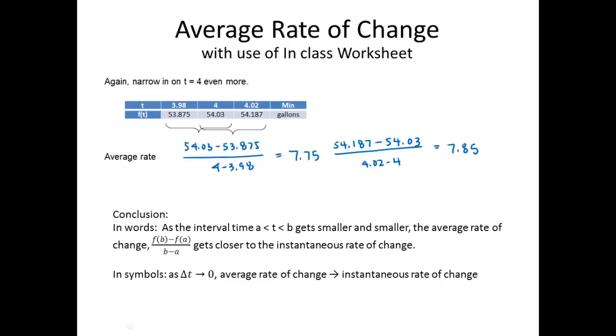If those are the two values I come up with, and if I were to continue to follow this pattern, it seems to me that they would rest at exactly 4, as close as we can possibly get to 4. We would be at 7.8 gallons per minute when we hit exactly 4 minutes. And that's because of these two values. My conclusion in words is, as the interval of time A to B, my time frame, gets smaller and smaller, my average rate of change gets closer to my instantaneous rate of change.